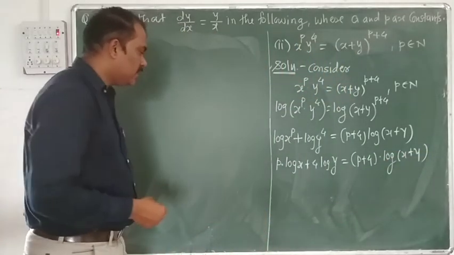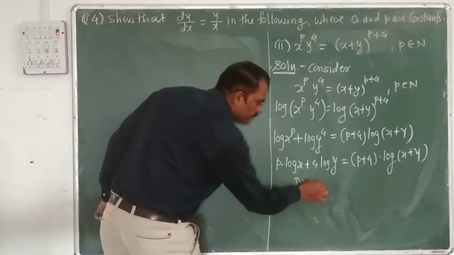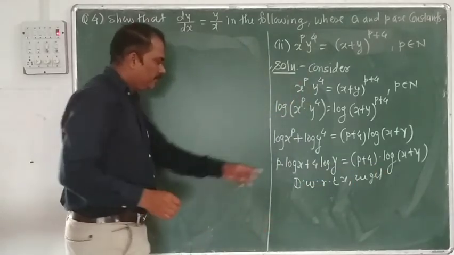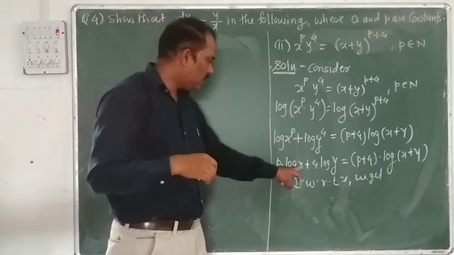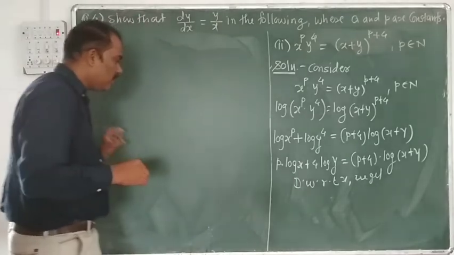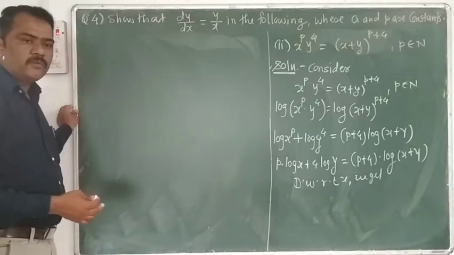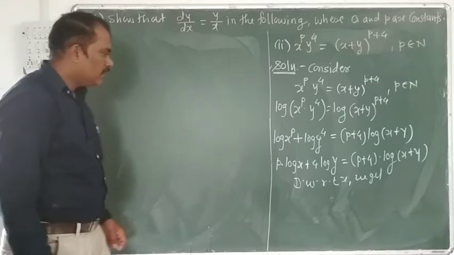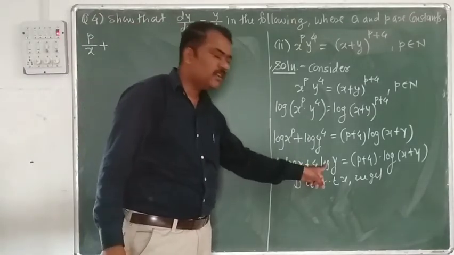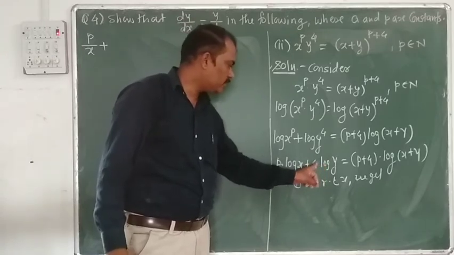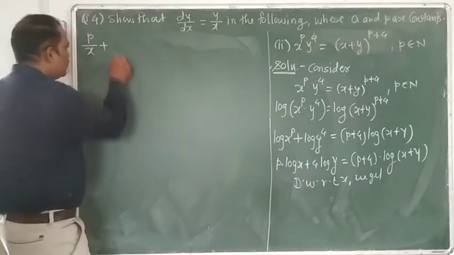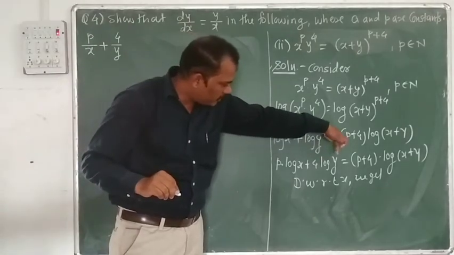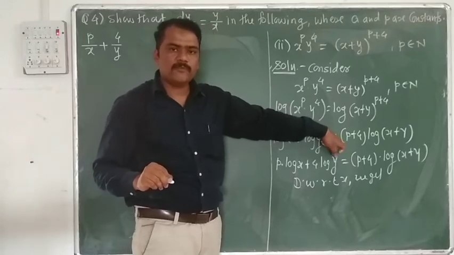Now we have to differentiate this with respect to x. We get, p is a constant, so we take it outside the derivative. Derivative of log x is nothing but 1 upon x, so p into 1 upon x is p divided by x, plus 4 is the constant. The derivative of log y is 1 upon y, so 4 into 1 upon y is 4 divided by y. Then you have to keep the finger on the log, now keep the finger on y. What is the derivative of y with respect to x?